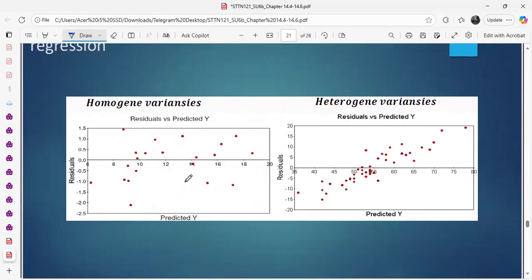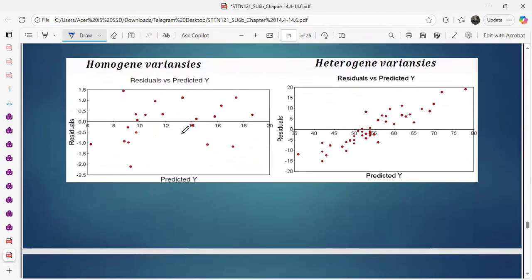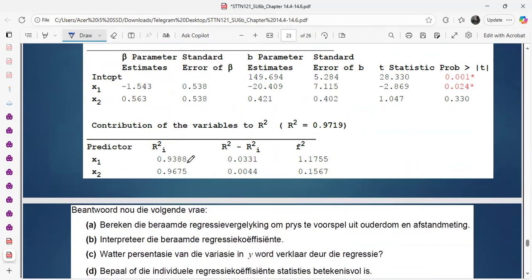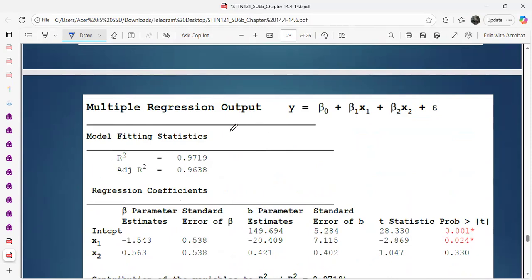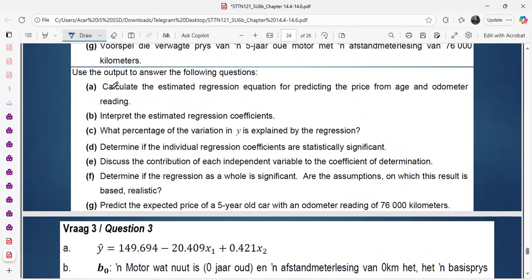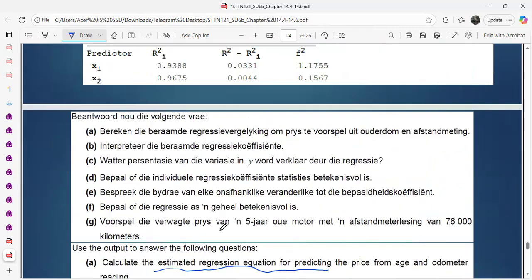This other one is the graph of residual versus predicted. Then these are just the questions. You remember, you'll be given something like this. When you look at the questions, they say calculate the estimated regression equation. It means they want you to write the equation there.